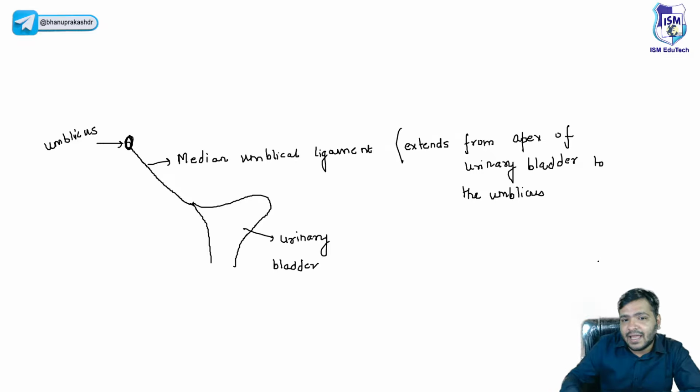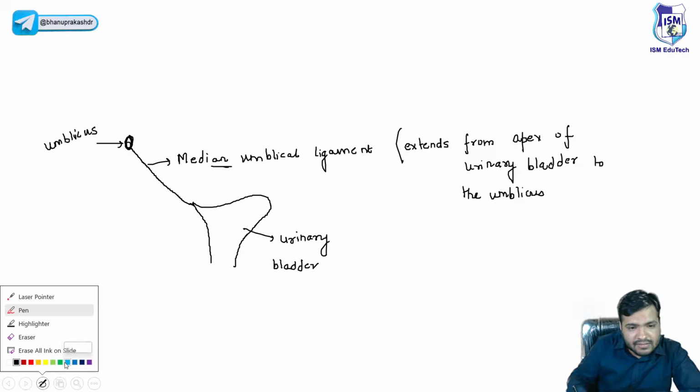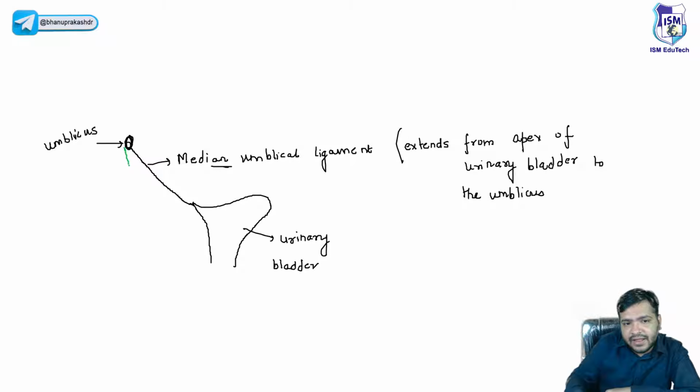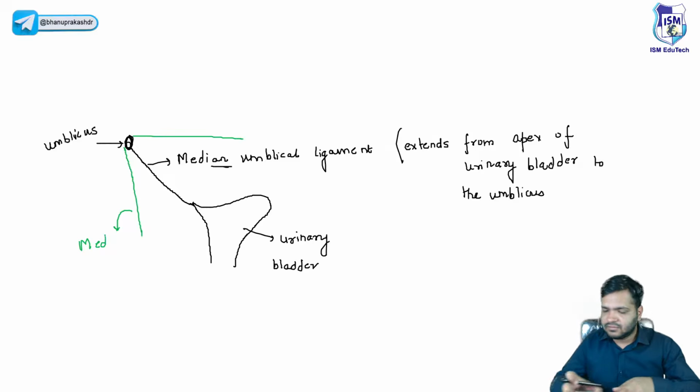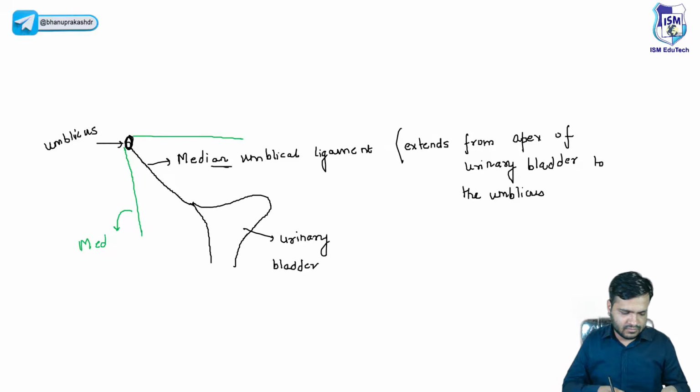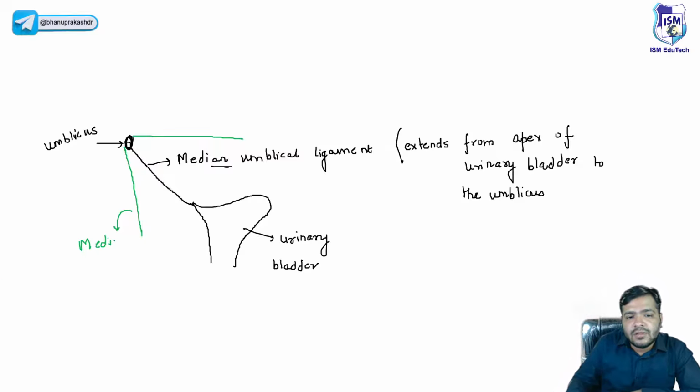Now it is median, remember, the one which lies exactly in the midline is median, not medial. Now guys remember, we have two umbilical ligaments which are surrounding this median umbilical ligament, and these two ligaments are called the medial umbilical ligaments.